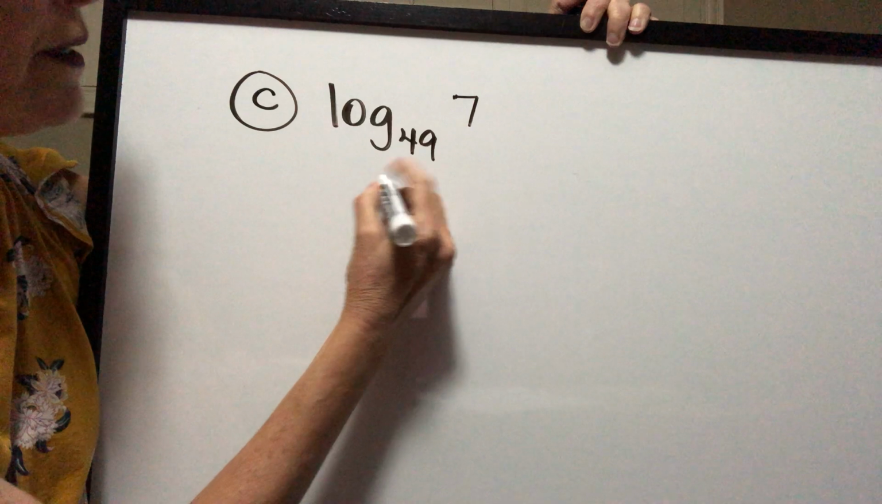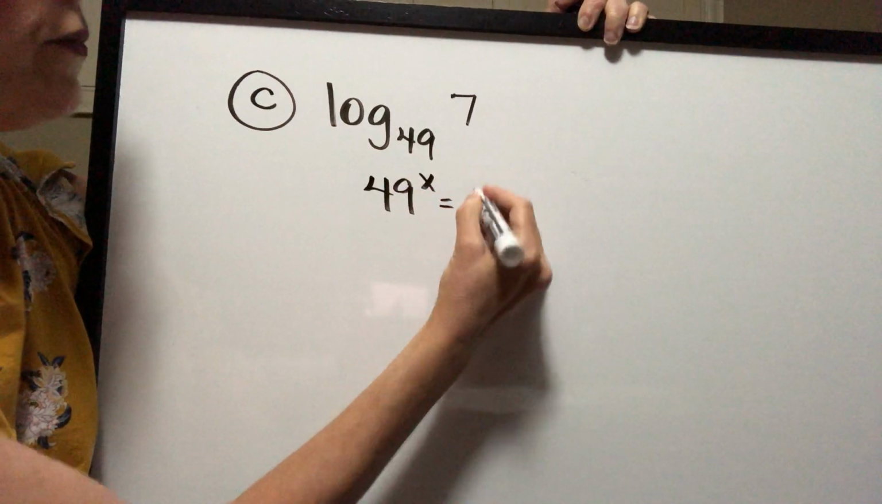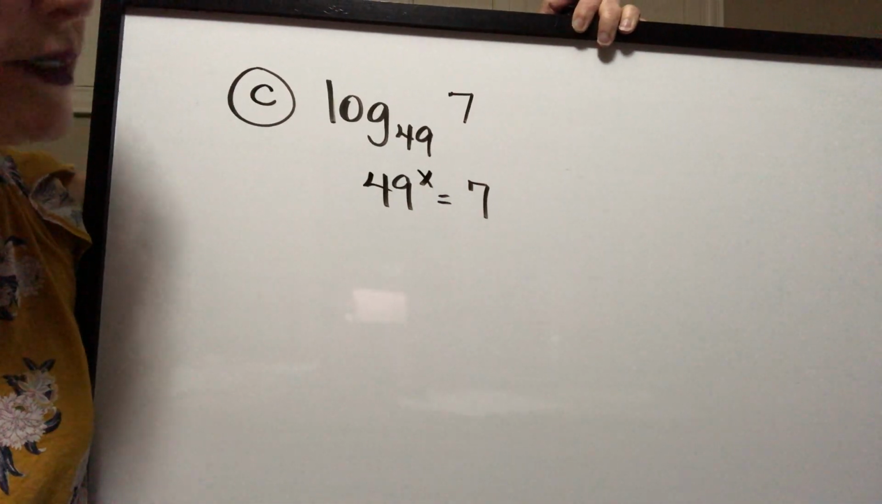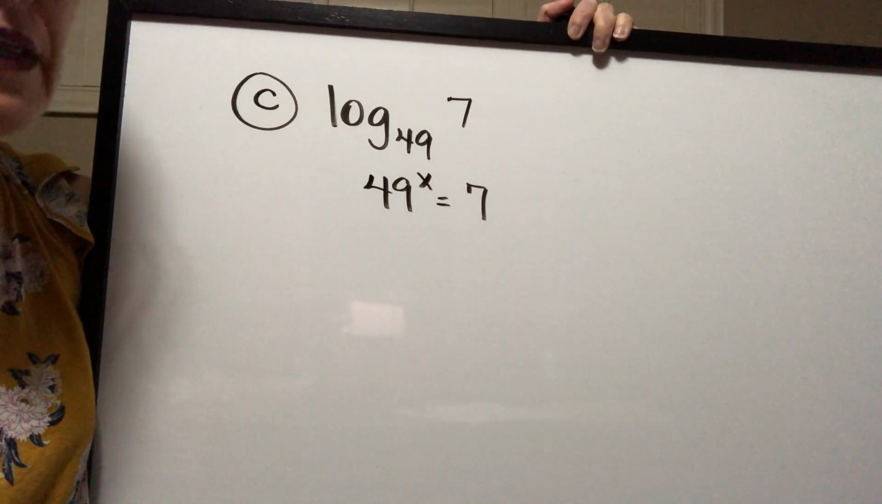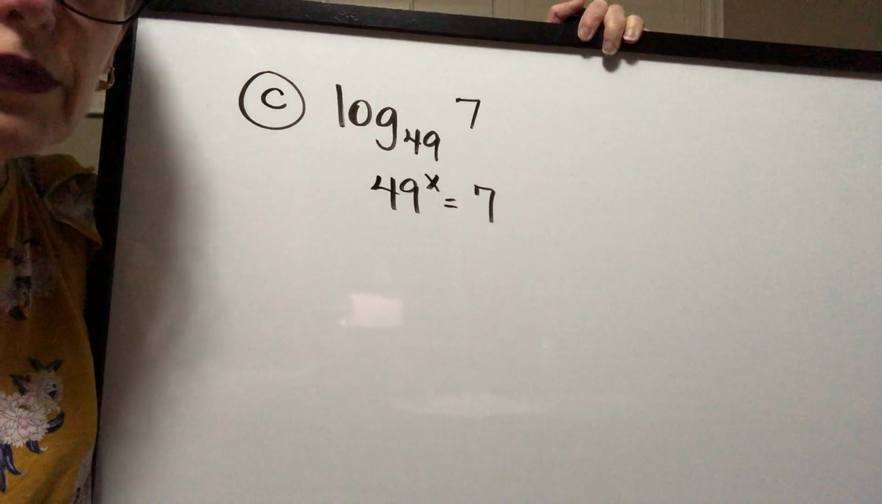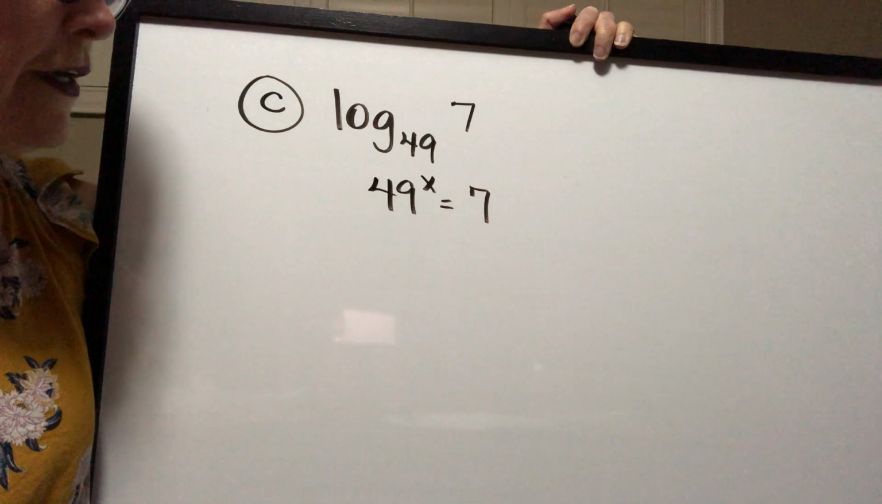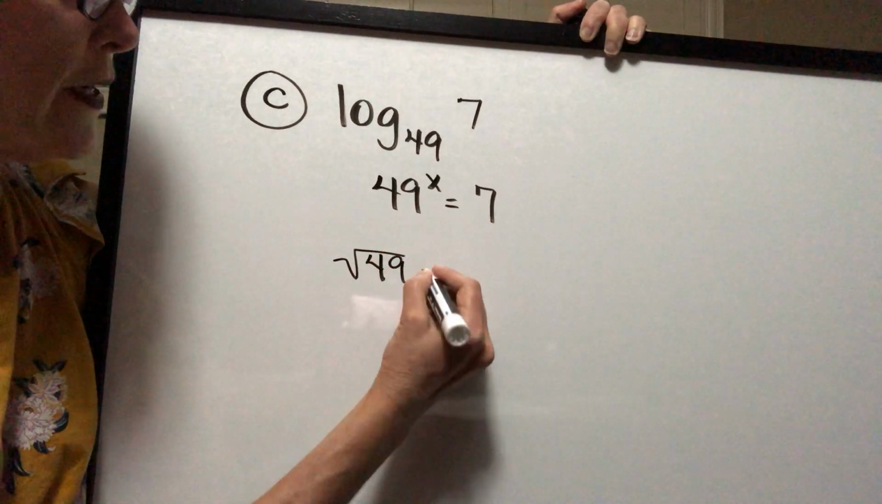So you want to think, the base 49, what do you have to raise that to that will give you the answer 7? This one is a little tricky because 49 is greater than 7. So that tells us that we need to think about this slightly differently. How are 49 and 7 related to each other? Well, if you took the square root of 49, you would get 7. So think along those lines. The square root of 49 is 7.